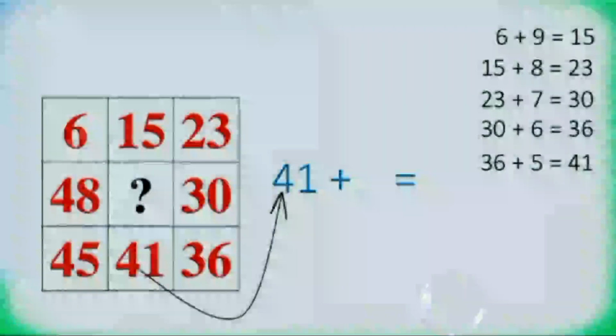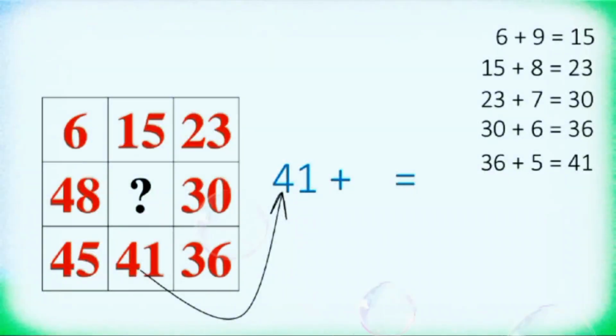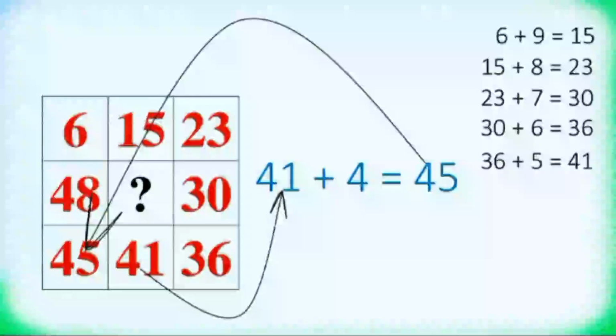So I am taking 41 and here we can observe that the turn now is 4. So I am adding 4 here. By adding 4 to the 41 we got the number 45, which is our next number.